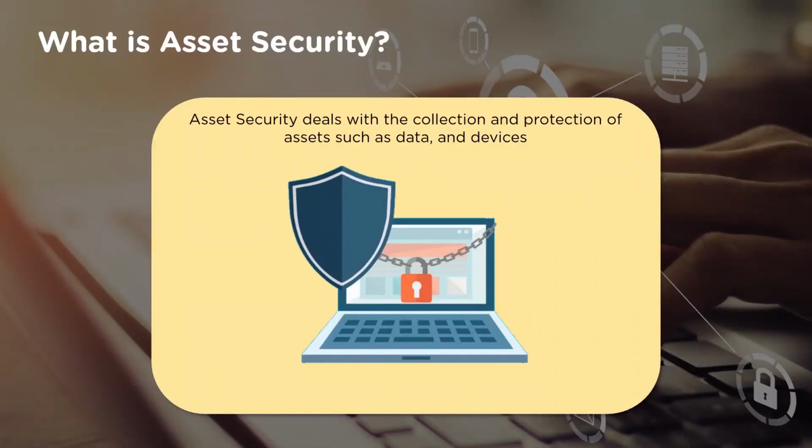Asset security is defined as the process of collecting and protecting assets such as data and devices. Asset security helps an organization understand and classify data with respect to its importance, which in turn makes sure that highly valuable data receives the most protection.